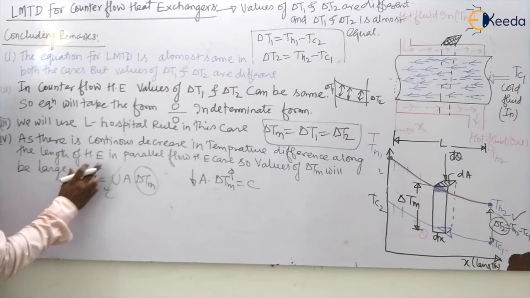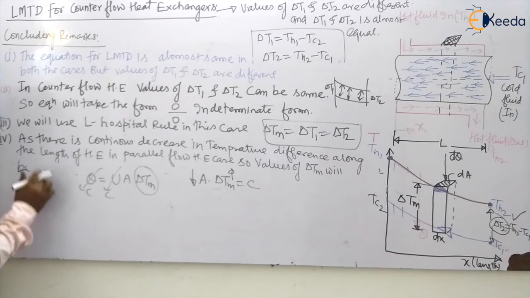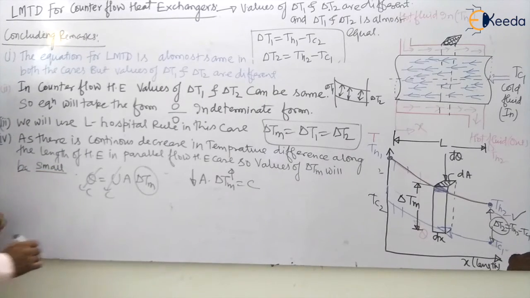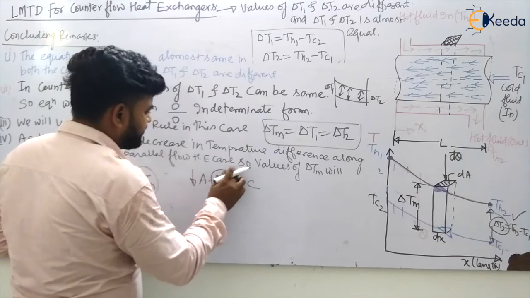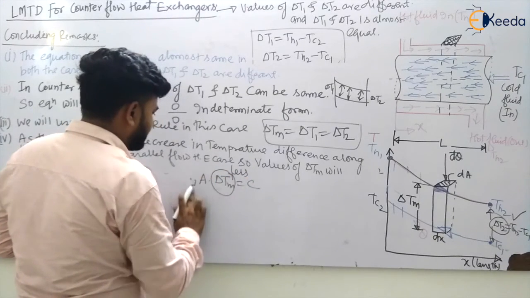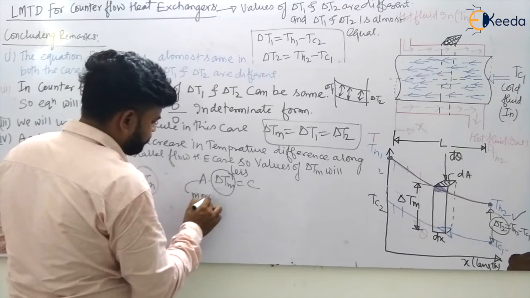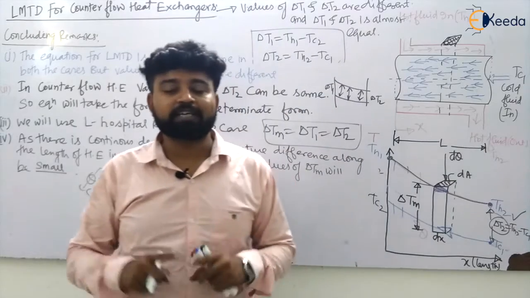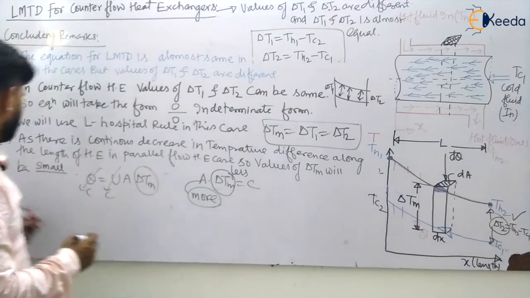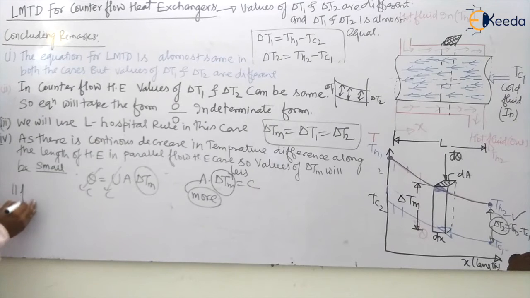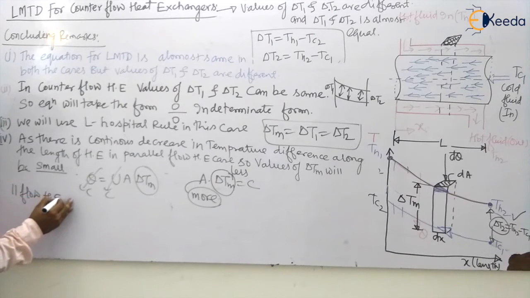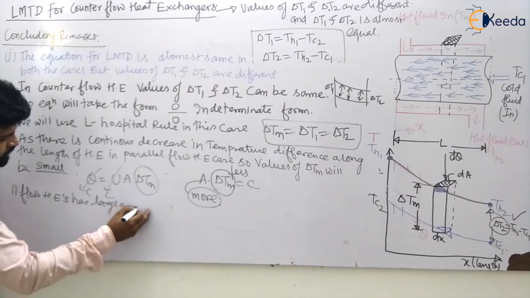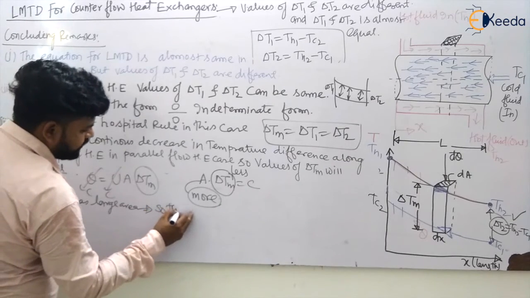So values of delta Tm will be small, because of large variation, my dear students. So what will happen? If delta Tm will be less, then area will be what? More. So we can conclude that parallel flow heat exchangers have large area, so they are not preferred, my dear students.